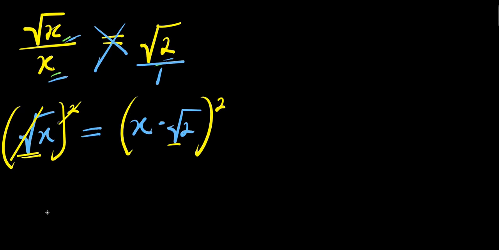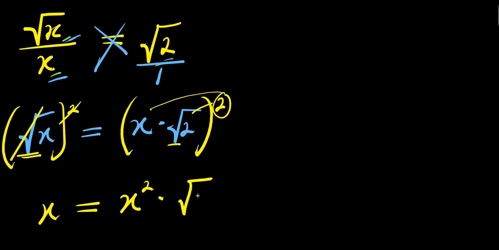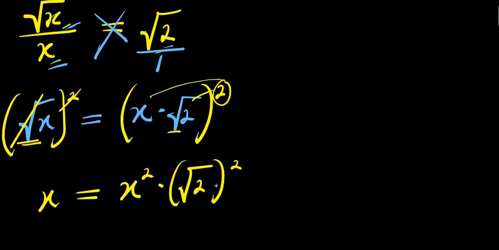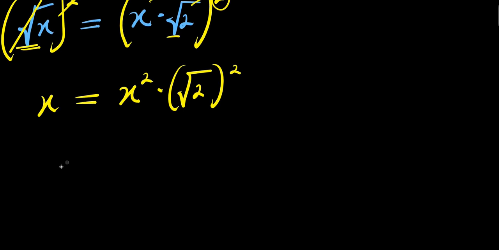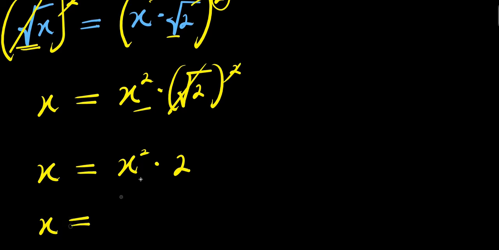So this cancels this, I have x, and this equals, for this, I distribute the exponent to each of the terms here. I have x to the power of 2 times square root of 2 to the power of 2. So from here, I have x equals x to the power of 2 times, this cancels this, we have 2. So you have x equals x squared times 2. This is 2x squared.